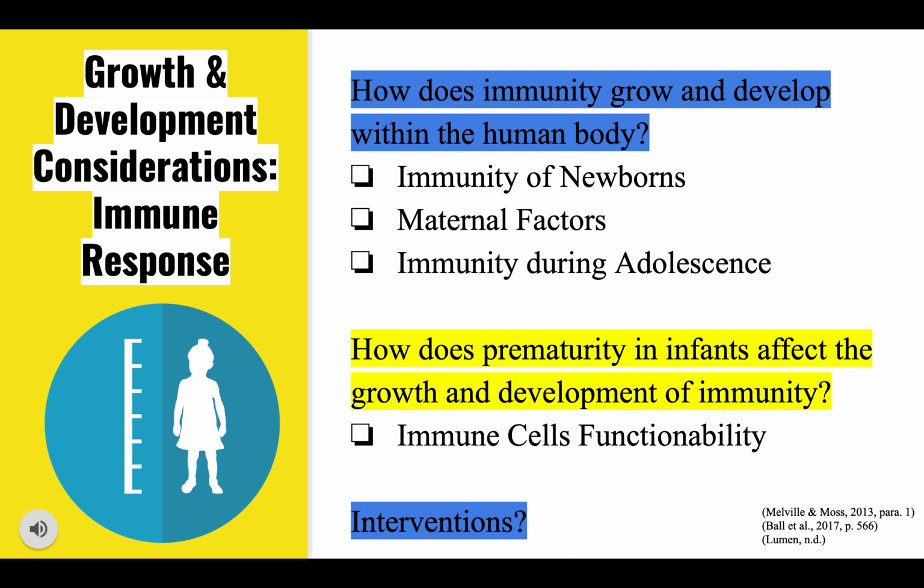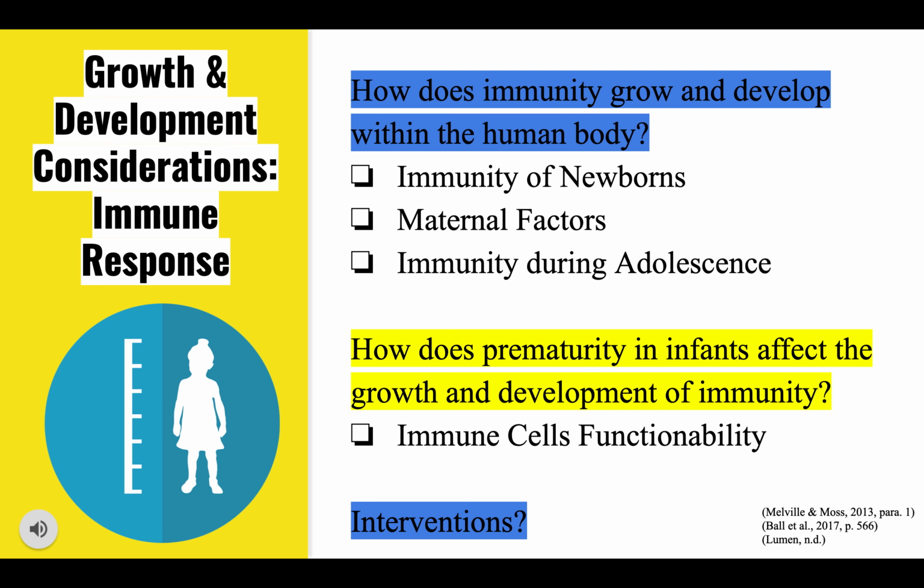In a term infant, the number of lymphocytes is higher than in an adult. However, their cellular and humoral immunity is decreased compared to adults. This means that they have a decreased ability to activate T cells and produce fewer cytokines.